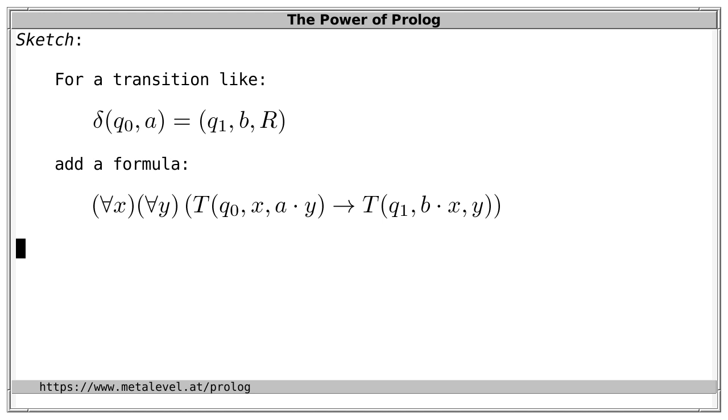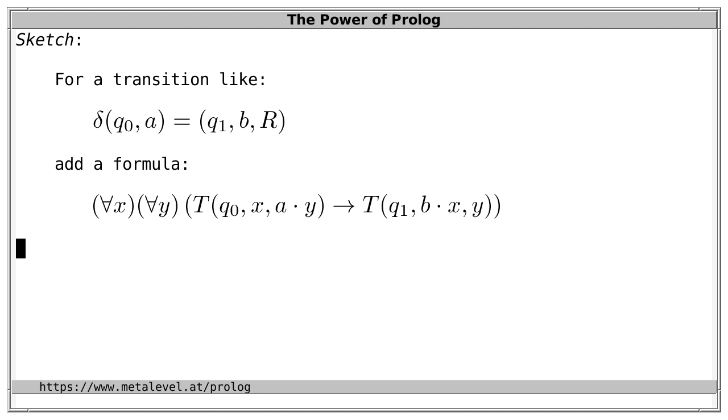So we can express a transition as an implication. If the machine is in state Q0 and so on, then it goes to state Q1 and so on. So this sketches how we can express every computation in predicate logic as a relation between states of a Turing machine, going from one state to the next state and relating the original tape contents to new tape contents.